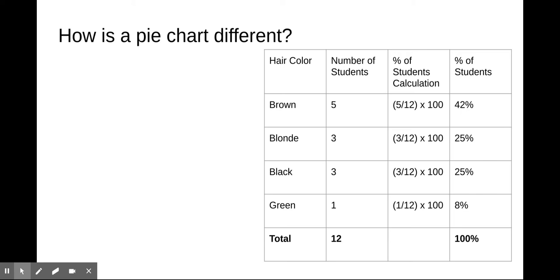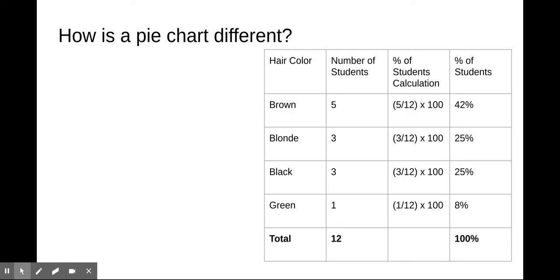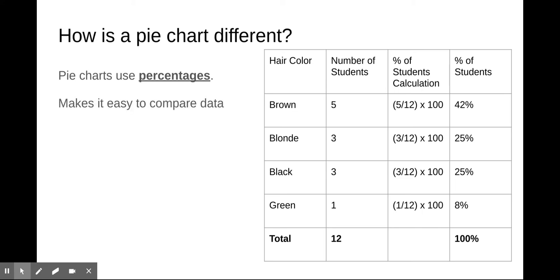So how is a pie chart different? Well, pie charts use percentages. So if we go back to the bar chart, you can see that the bars communicate the actual number of students. So I can see I have exactly 5 students with brown hair. A pie chart is going to show the percent of students.